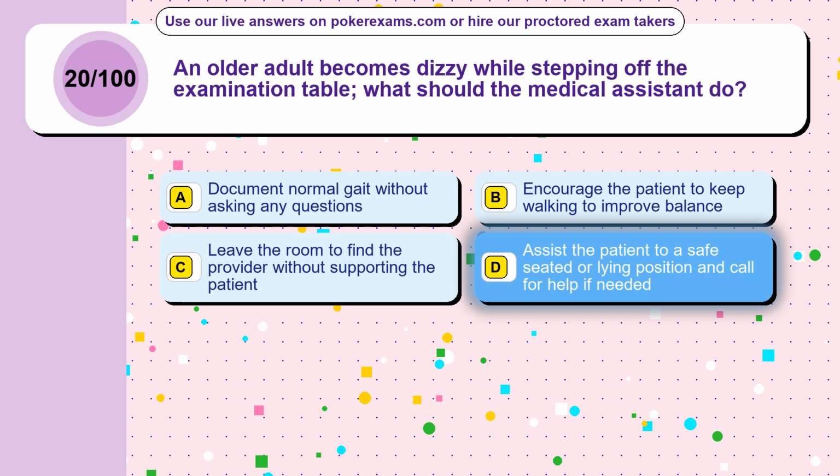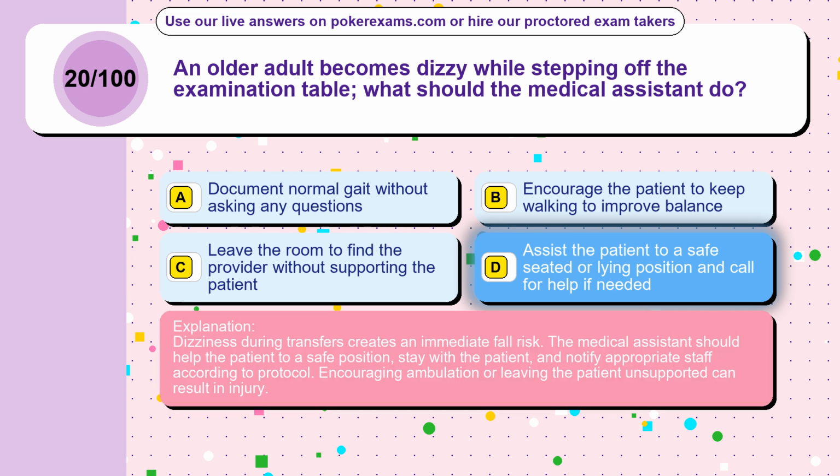Assist the patient to a safe seated or lying position and call for help if needed. Dizziness during transfers creates an immediate fall risk. The medical assistant should help the patient to a safe position, stay with the patient, and notify appropriate staff according to protocol. Encouraging ambulation or leaving the patient unsupported can result in injury.